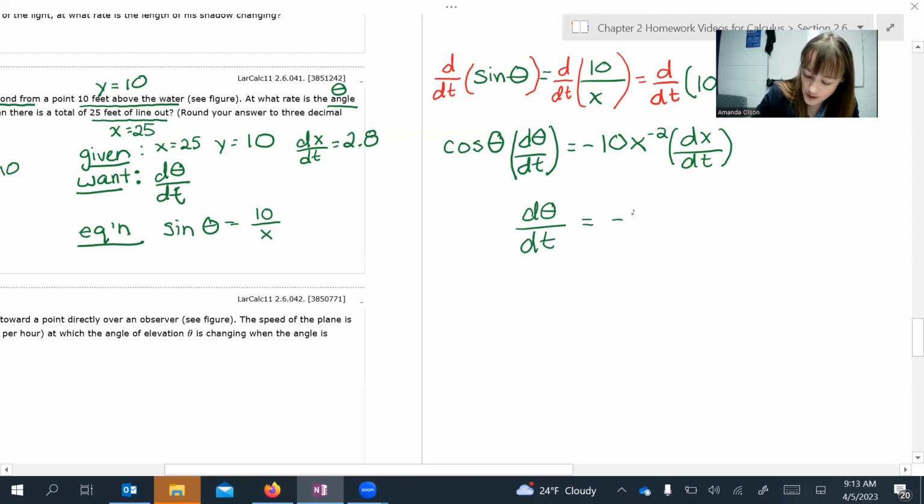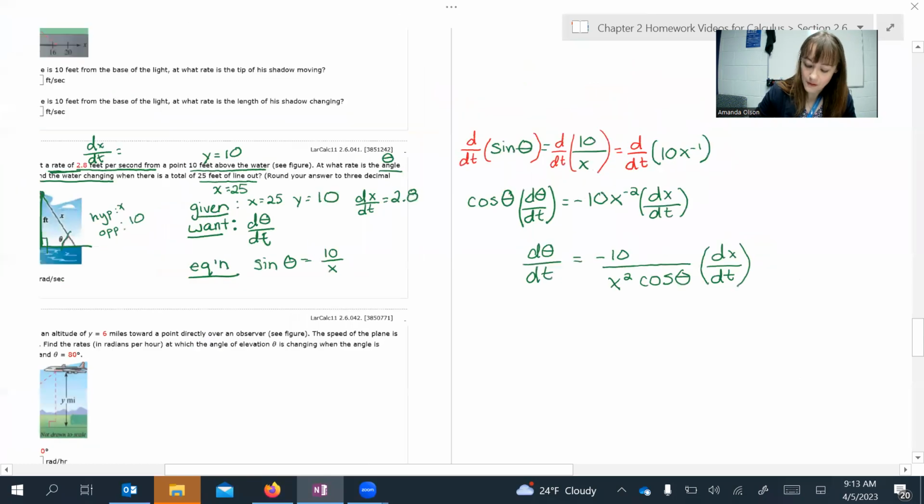So from there, I have -10. This x to the -2 power, I can put it in the denominator, so I get x squared. And because I'm going to divide both sides by cosine theta, I'm going to have that cosine theta in the denominator. And then I'm going to have the dx dt.